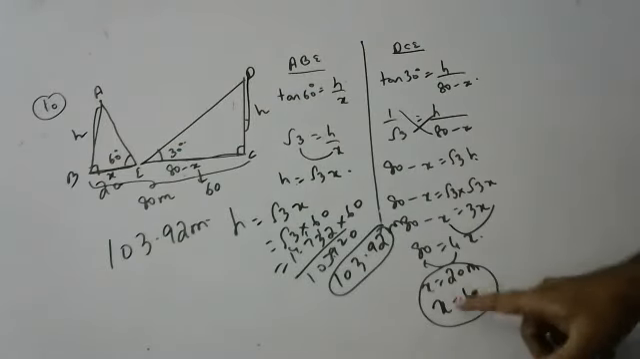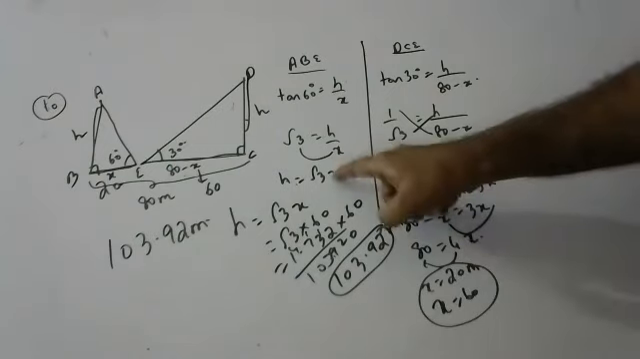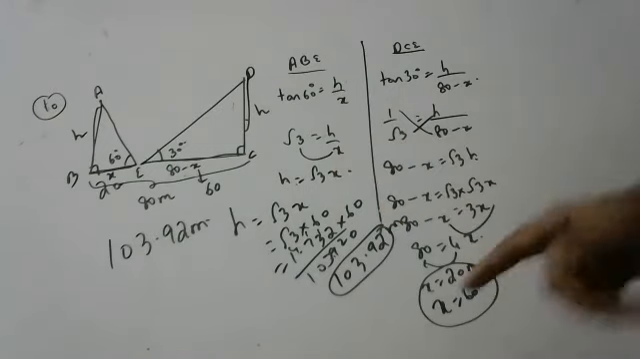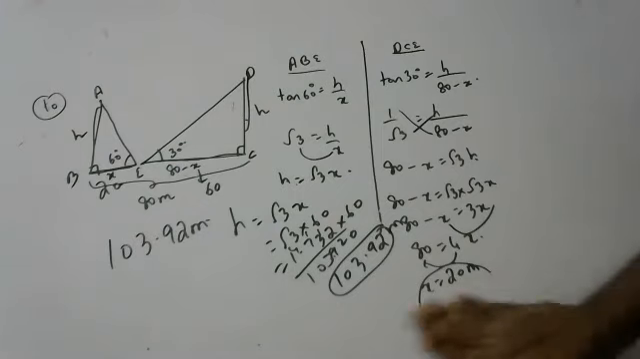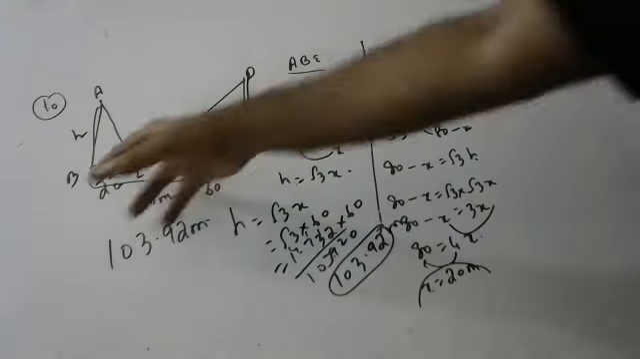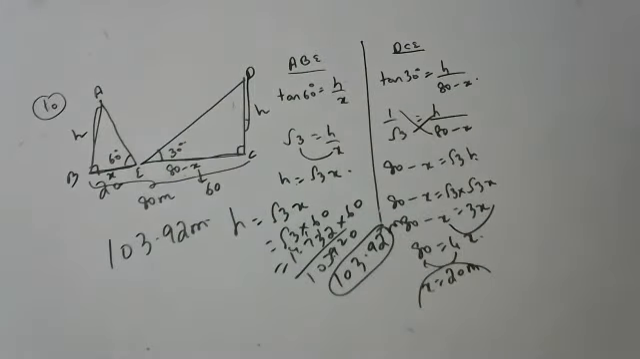So this x, how much did I get? 20. That 20 I substituted here. So if this is 20, this is 60. This is how this sum is done.